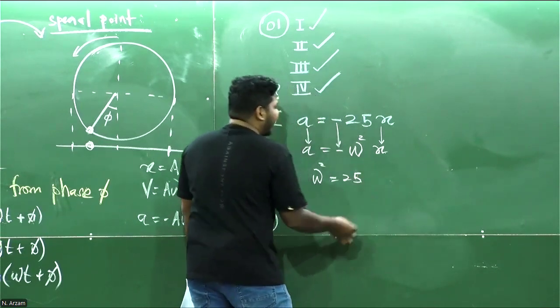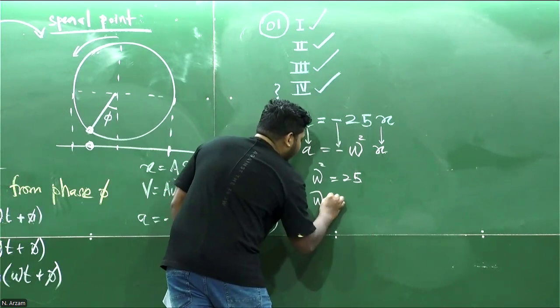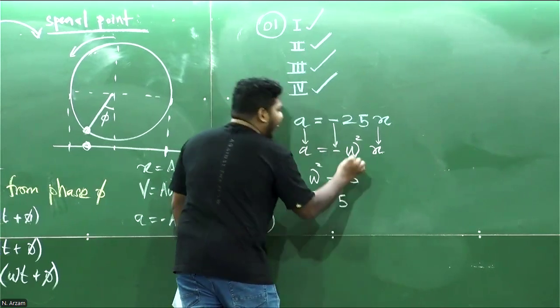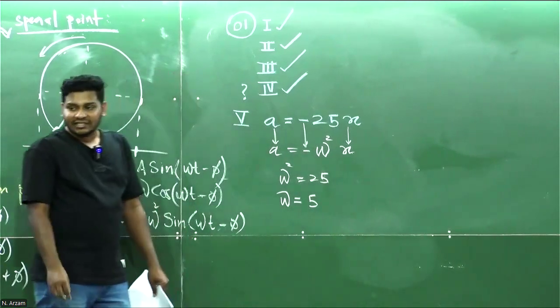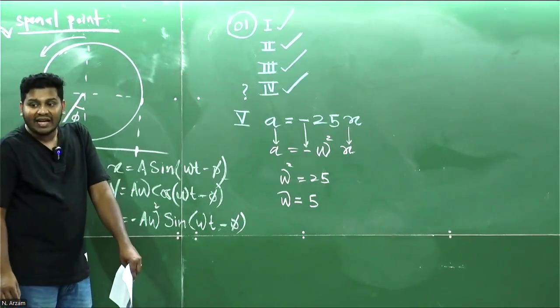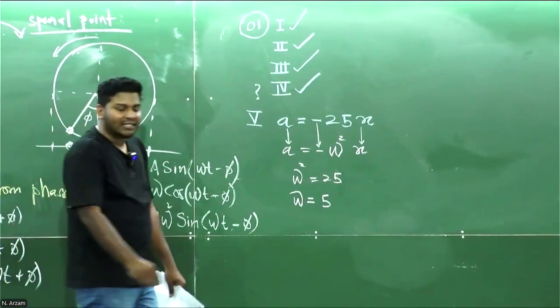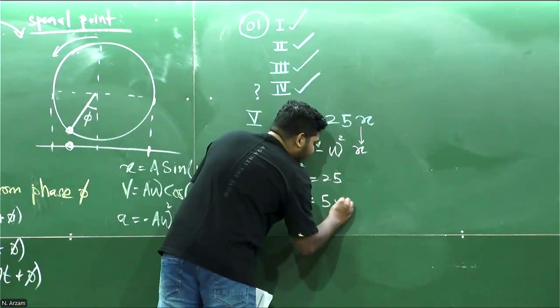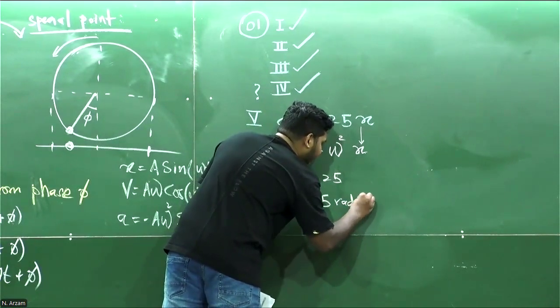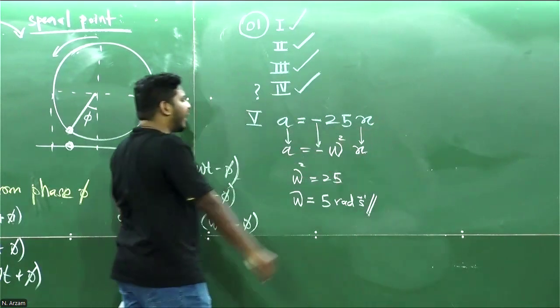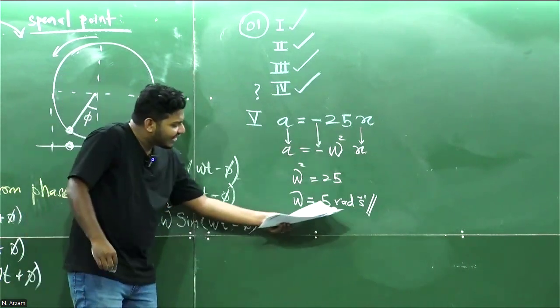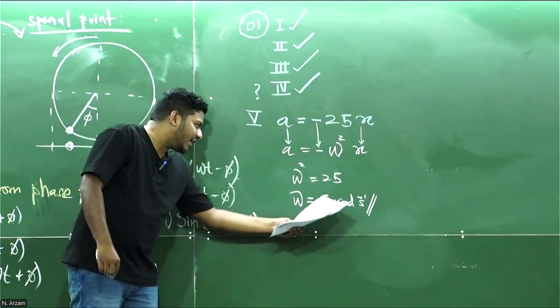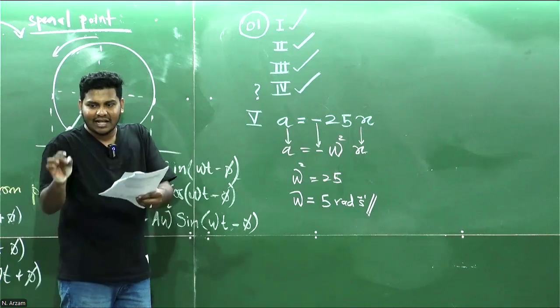Now tell me, what is omega, guys? Omega is equal to 5. What is the unit of omega? Radian per second, radian second minus 1. Okay, right. So now we know the angular velocity of this motion.